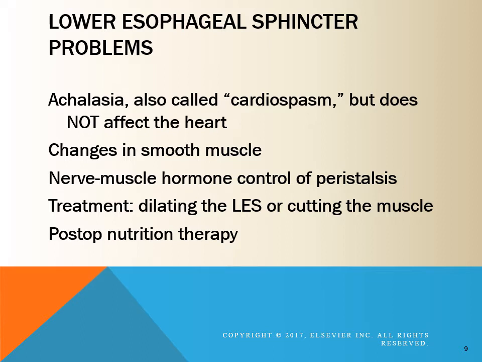So when there's a problem in a tensing of the esophageal muscle, then it can feel like cardiospasm. So it's called cardiospasm, but it's not truly a heart condition. So this is a lower esophageal sphincter problem. So there's changes in smooth muscle. Nerve muscle hormone controls peristalsis. Remember, we've talked about how peristalsis is that rhythmic movement. Treatment includes dilating the lower esophageal sphincter or cutting the muscle, and patients would need post-op nutrition therapy.